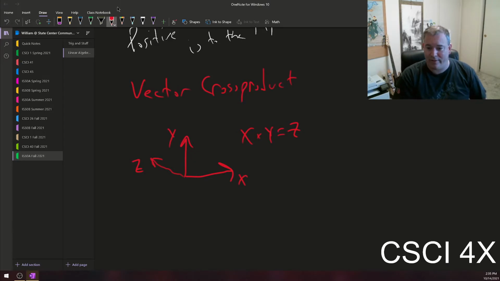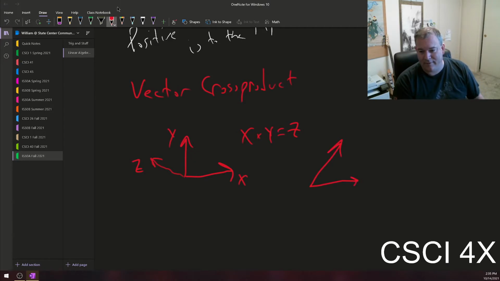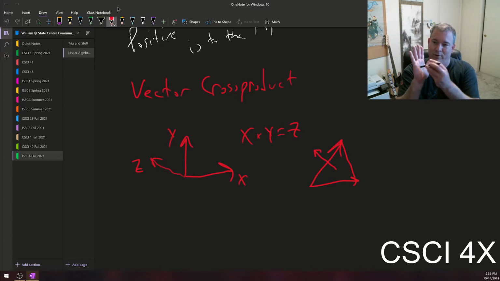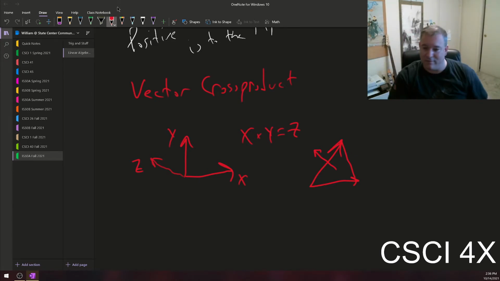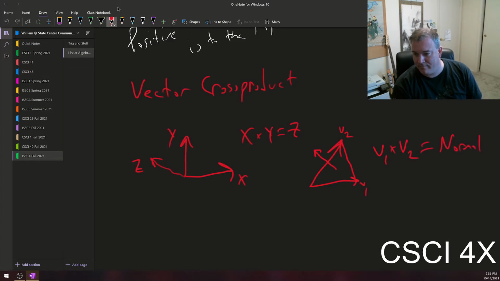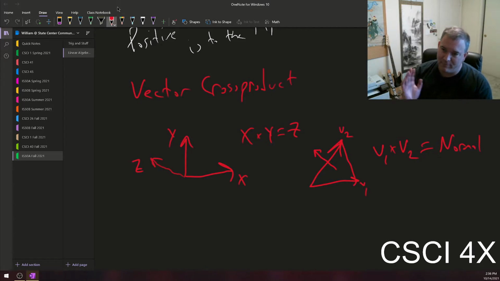This is very useful if you have, say, a triangle. Computer games are made out of triangles, and you want to know where the normal vector is. The normal vector is a vector pointing out of the surface of something. It's always pointing outwards. To get the normal vector, you take this leg, v1, and cross product it with v2, and this gives you the normal, a vector pointing out of the surface.